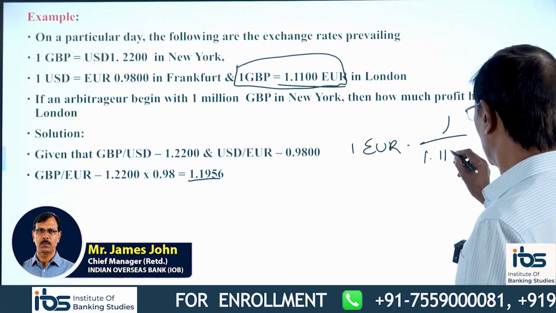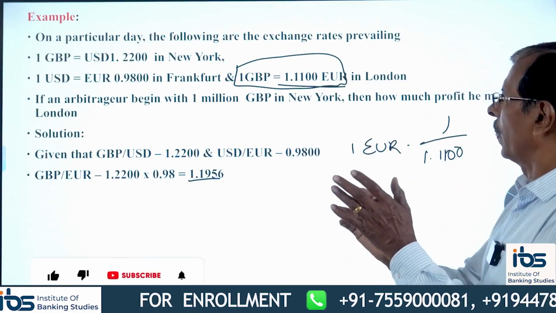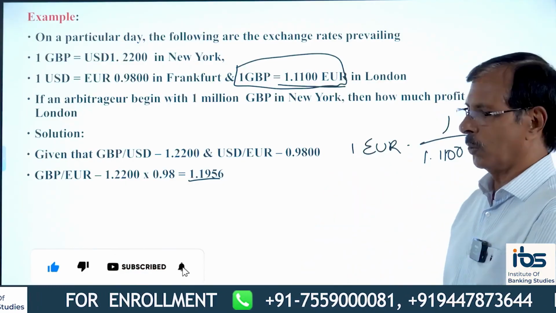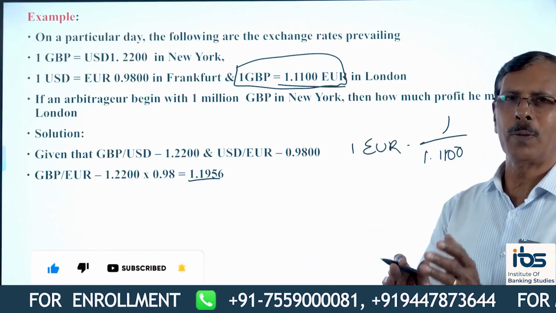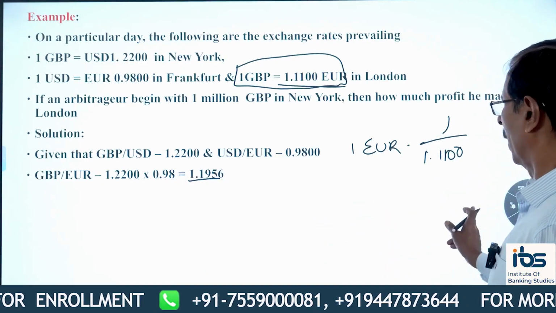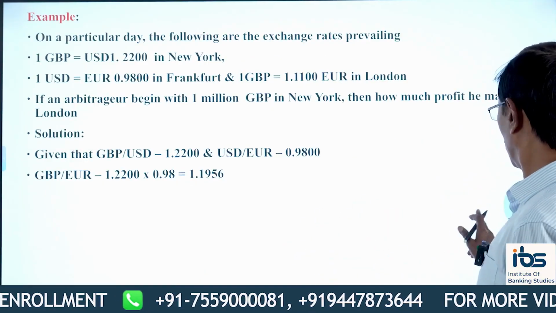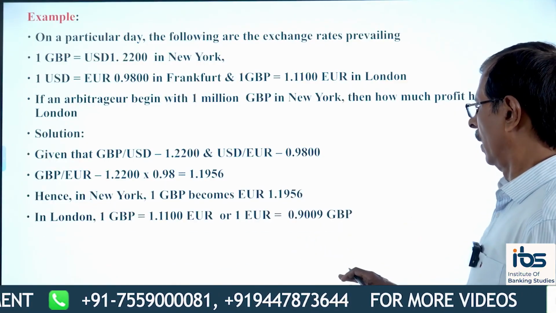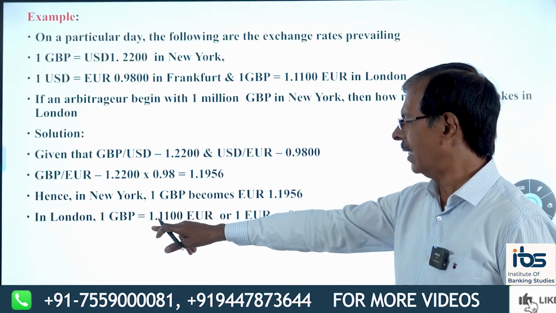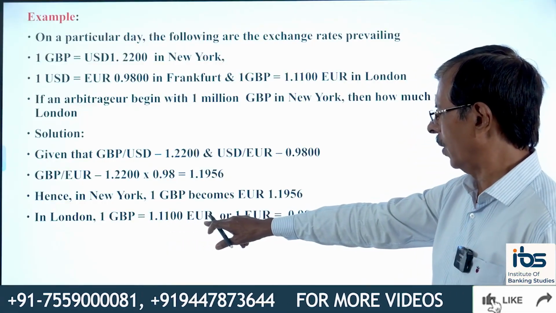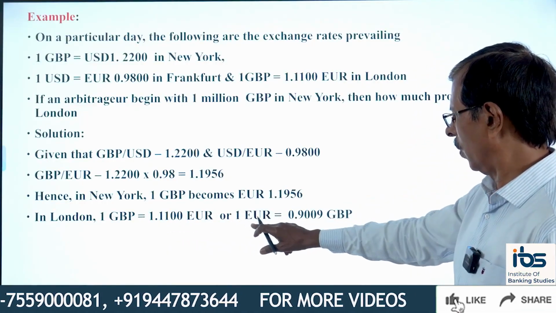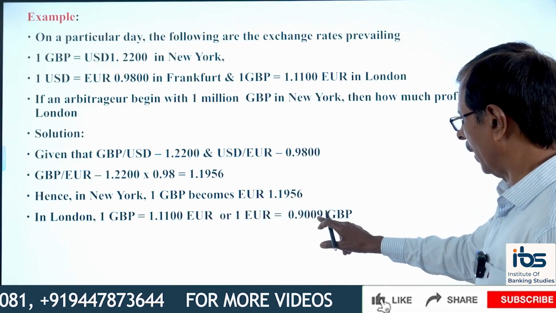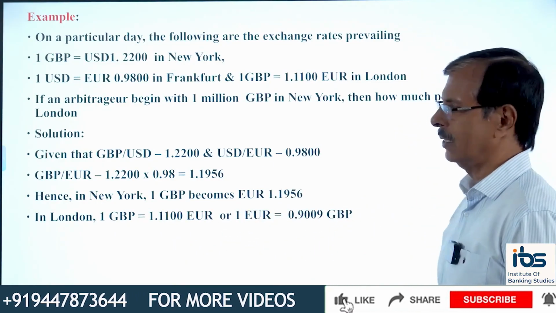Am I correct? See, 1 GBP is equal to 1.11 euro. So what is 1 euro in terms of GBP? 1 by 1.11. So look, in London, 1 GBP is equal to 1.11 euro, or 1 euro is equal to 1 by 1.11, that is 0.9009 GBP.